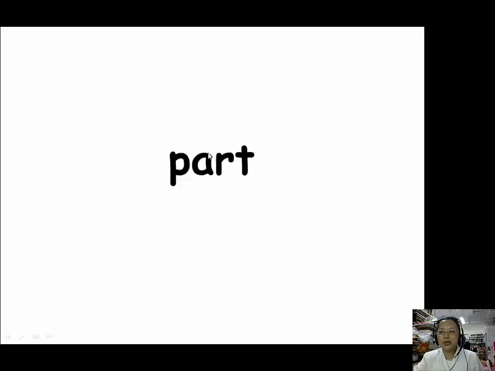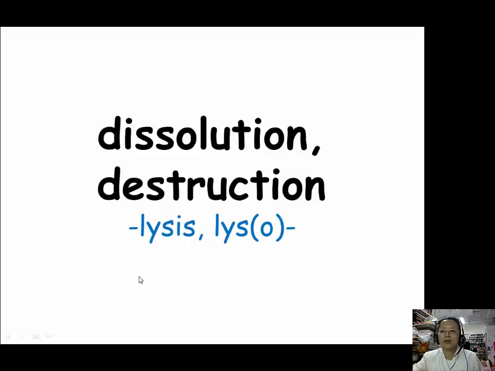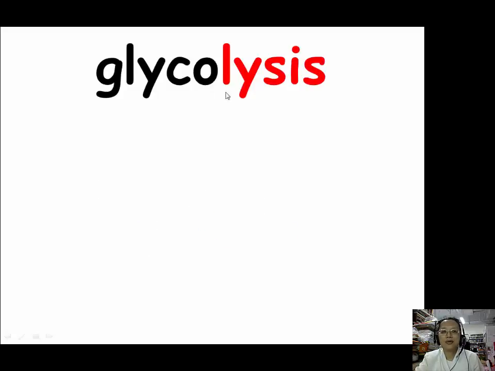Let's review what we just learned. For describing part, we could use the prefix mero, M-E-R-O, or the suffix mere, M-E-R-E. For describing dissolution or destruction, we could use the prefix lyso, L-Y-S-O, or the suffix lysis, L-Y-S-I-S. Let's see our example. Our example for lysis is glycolysis.